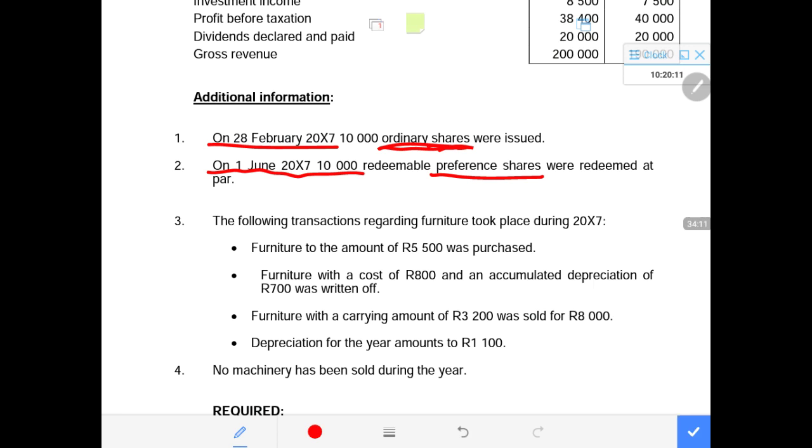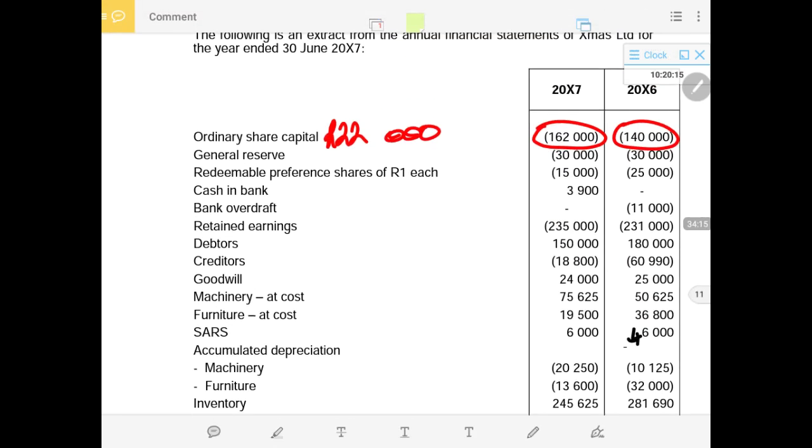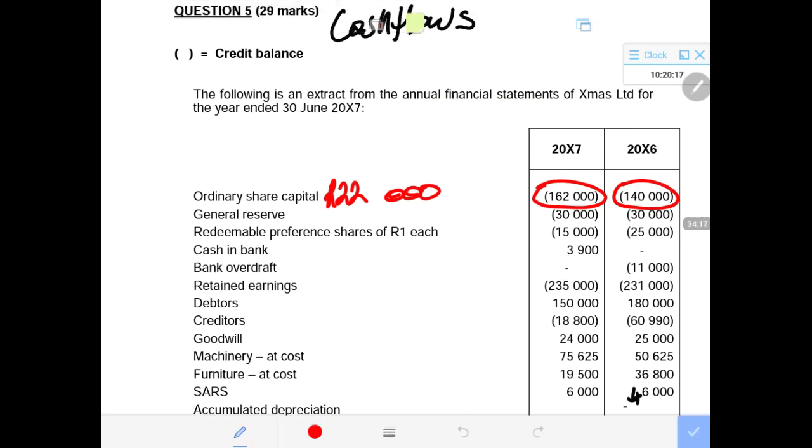Now, number two says, on the 1st of June 2007, 10,000 redeemable preference shares were redeemed at par. That means we have to know the issue price of the shares. The preference shares were issued at 1 rand. That will be at par. Previous year, we had 25,000. Current year, we have 15,000. And the difference is 10,000 rands.